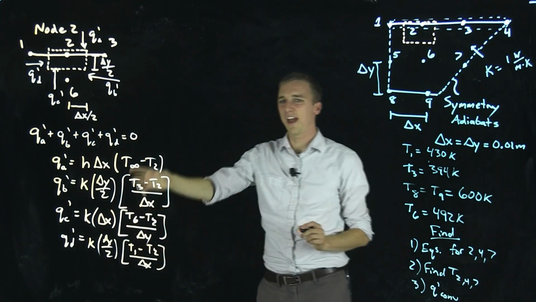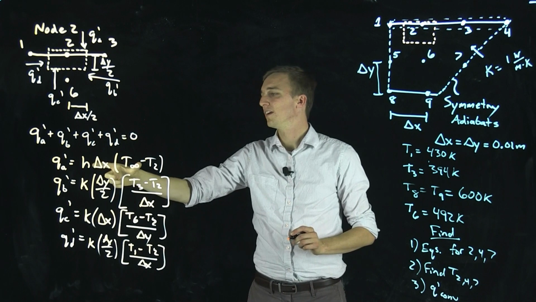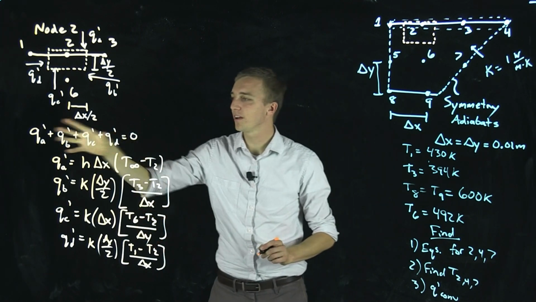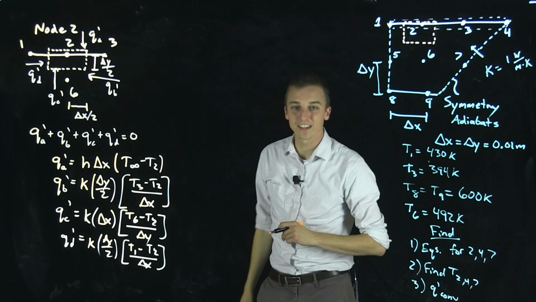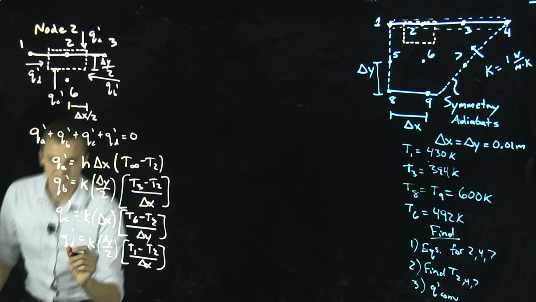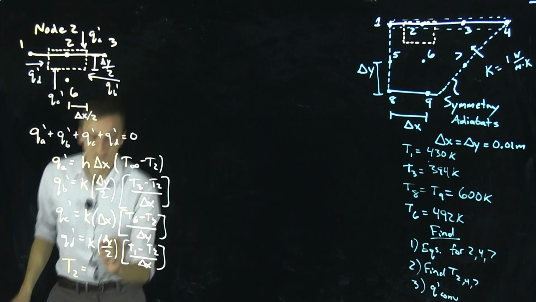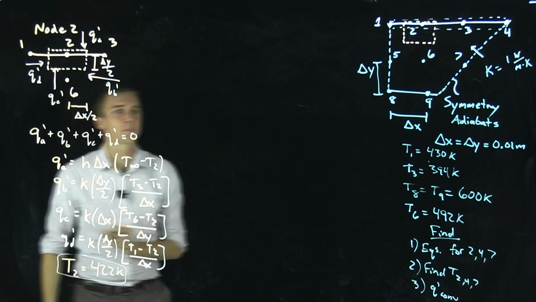Okay, so we have solved for all 4 of our heat transfer terms in terms of things like h, delta x, and temperatures. We plug all of these in here, solve for T2, plug in what we know, and we can get what T2 is. I'll go here at the bottom where you can still see it. I'm not going to do any of that here, but the final answer is 422 Kelvin.